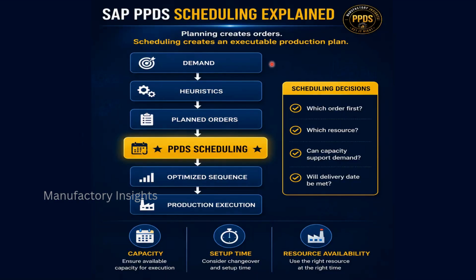Before we understand scheduling, let's look at the overall production planning journey. Everything starts with the demand. Based on customer orders, forecast, or planned independent requirements, SAP identifies the need for production. Next, PPDS heuristics create plan orders to satisfy that demand. However, at this stage, we only know what needs to be produced.